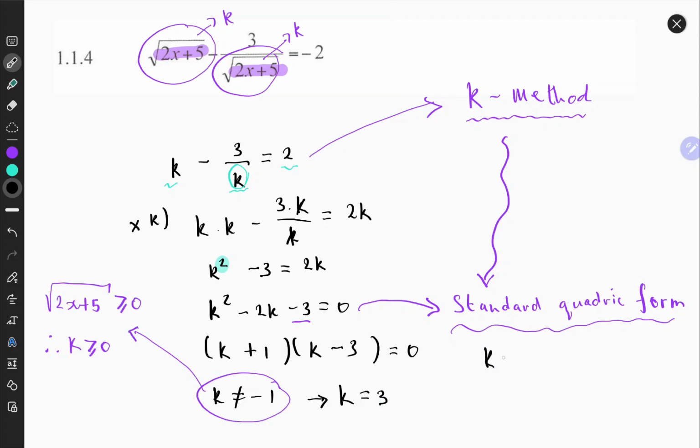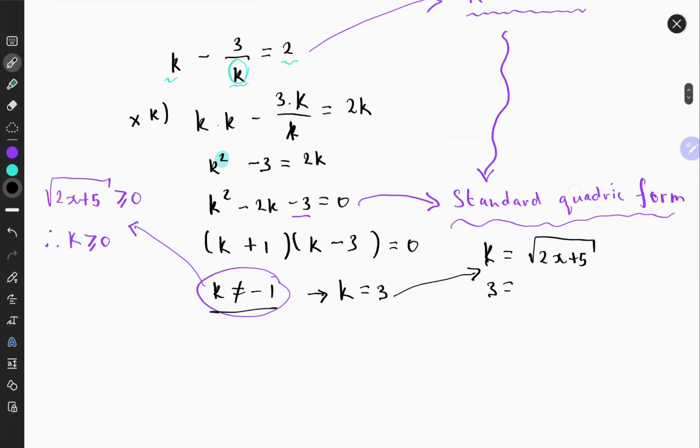So reverse substitution tells us that K should be equals to the square root of 2x plus 5. And remember, the square root of any number should be greater than 0. That is why we rejected the first solution. So now we can just substitute 3 in the place of K. So 3 should be equals to the square root of 2x plus 5.